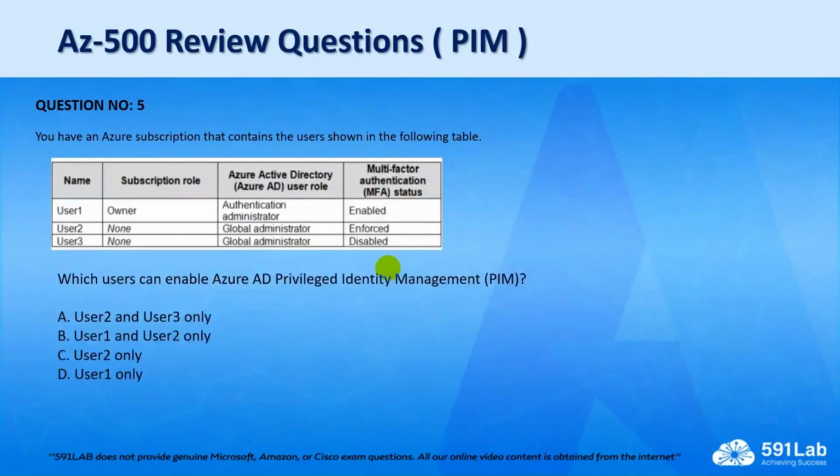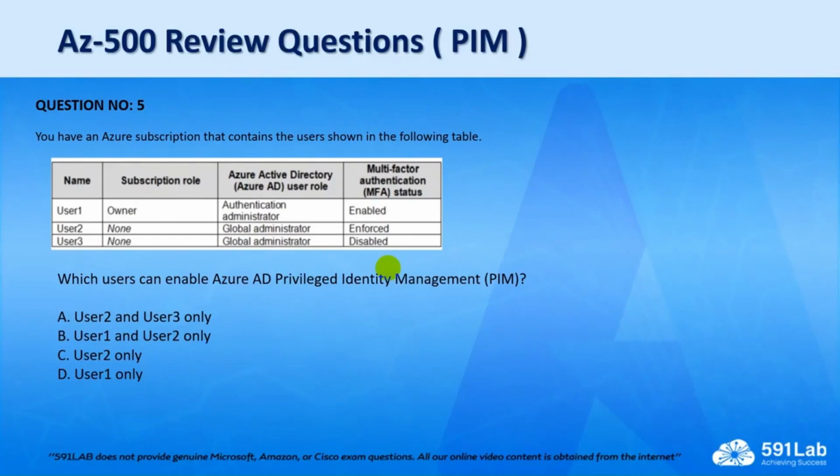Here we have the next question, which is: you have an Azure subscription that contains the users shown in the following table. Okay, read the table. User 1 has an owner role and an Azure Active Directory user role with authentication administrator. Fine. And multi-factor authentication is enabled. User 2 has no subscription role, but it has an AD role called global administrator. User 3 also has no subscription role, but the AD role is global administrator.